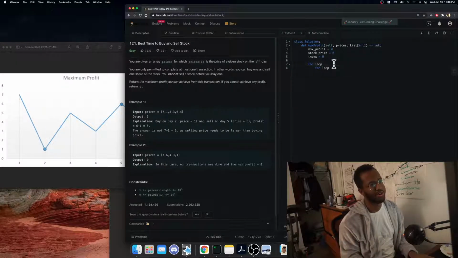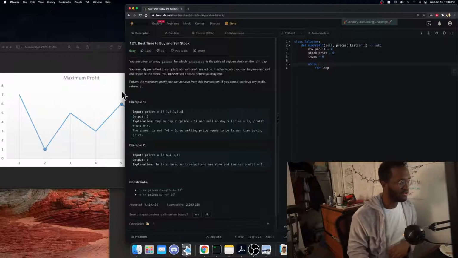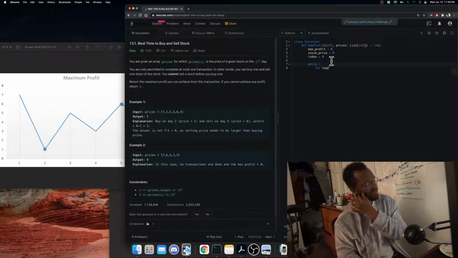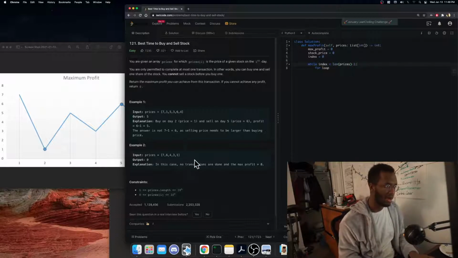And so what we're going to do here is use a while loop instead, just so we can skip. We would update the outer loop to skip certain values when we've calculated the maximum profit we could make for a range. So this loop is going to run while index is less than the length of prices minus 1. Why minus 1?